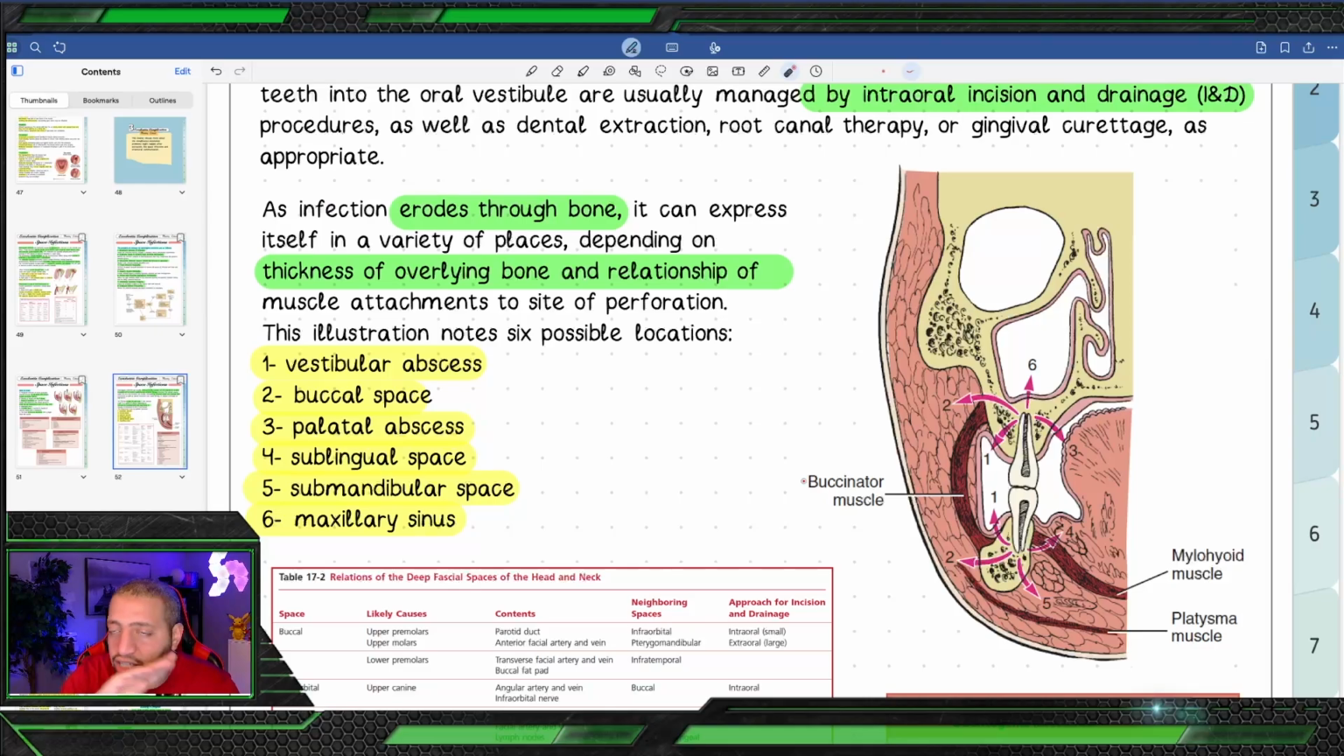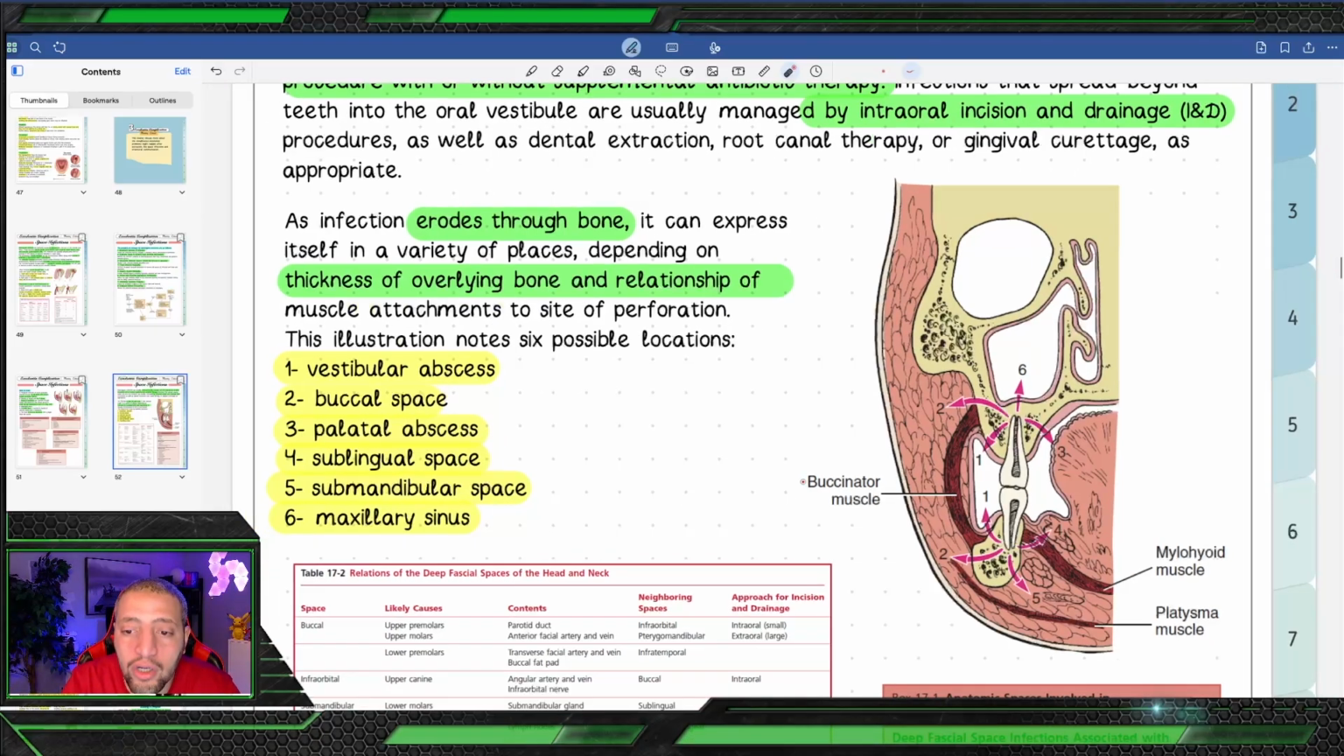So I hope you catch the concept here. Spaces here are potential spaces. They are not really spaces. And why does the infection go to this soft tissue? Because it's easier to go to soft tissue than to erode more bone.